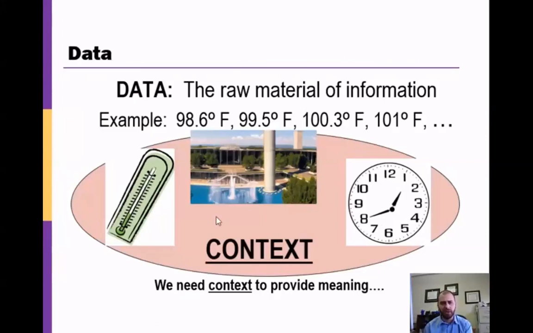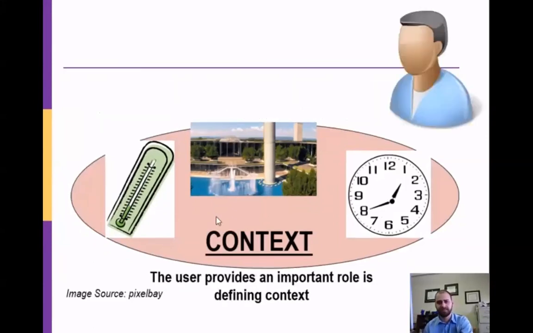We need to know the underlying context of how the data was collected. Where was it collected? What was the time that it was collected? The numbers themselves don't really mean much unless we have a lot of the underlying surrounding information to be able to put it into a useful context. And so remember, the user really provides context. The user is the one who's providing a very important role.